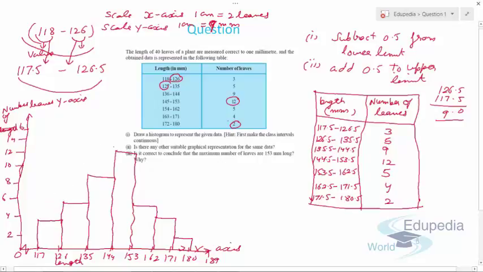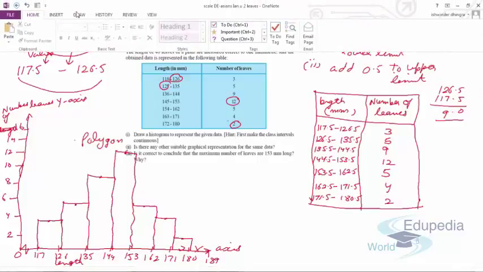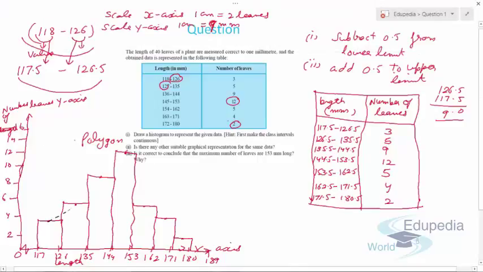Now, is there any other suitable graphical representation for the same data? Yes, there is. We can also draw a polygon, by taking the midpoints of each bar and joining them by dotted lines like this. When we take one preceding and one succeeding class with 0 frequency, we can close the polygon. So this is another way of representing the data.